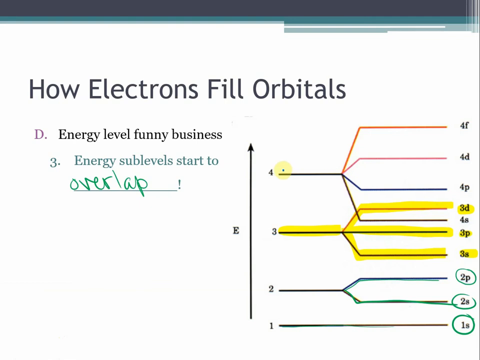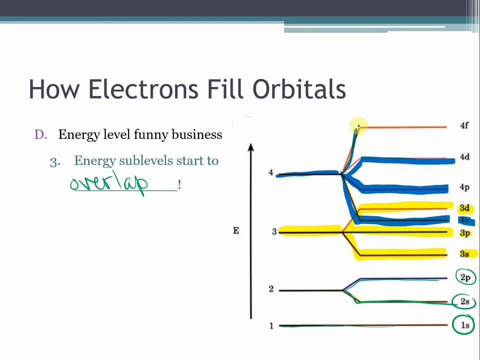Once you add in your fourth energy level, that 4s is lowest in energy. It comes down below your 3d. And then 4p comes down, but not so low that it does anything weird. 4d goes up, and then 4f is even higher. The issue shows up right here.